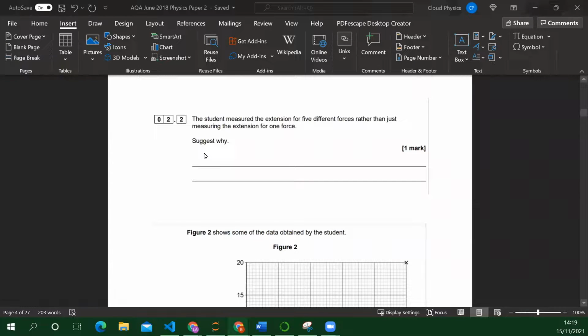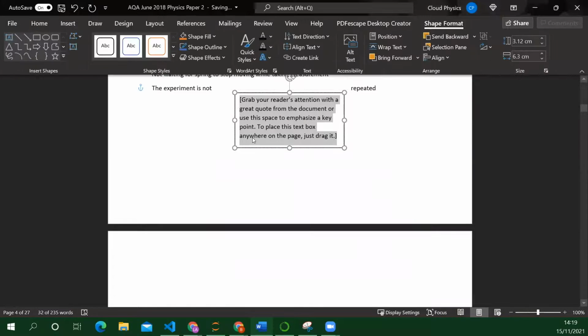So the student measured the extension for 5 different forces rather than measuring the extension for one force. Explain why. So we were talking a little bit about this, about repeating an experiment.